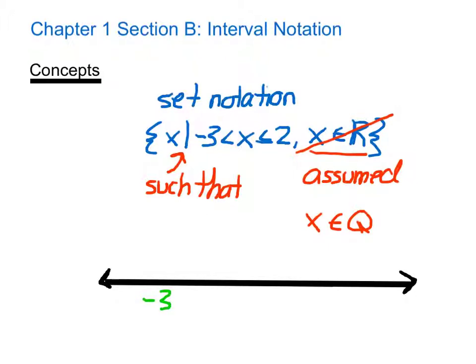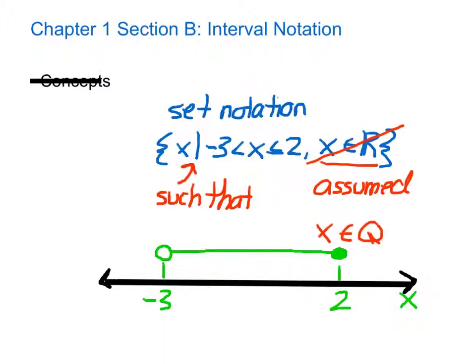We have -3 on the left and +2 on the right, and these are for all real numbers x. But -3 is not included because of this symbol right here. It's only less than, not less than or equal. So we draw an open circle at this end. On the other end, 2 is included in the interval because we have the less than or equal to sign here. So we draw a closed circle. And then because we're considering all real numbers, we can close the interval with a line.